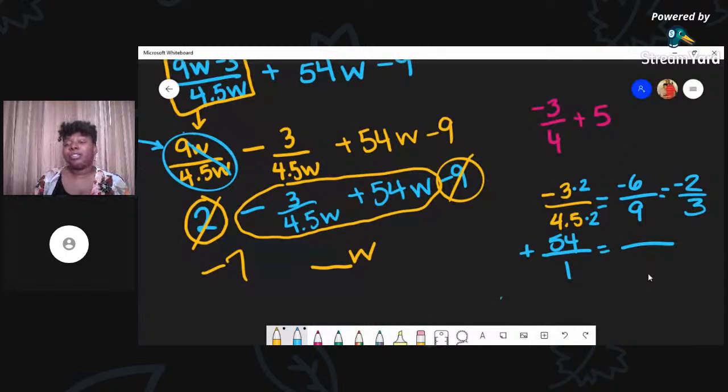I need a 3 here in my denominator. So what am I going to multiply the top and the bottom by? By 3. So we get a 3 on the bottom. What's 54 times 3? Let me hit this calculator. 162. I'm not as fast as your previous guy. You're fine.